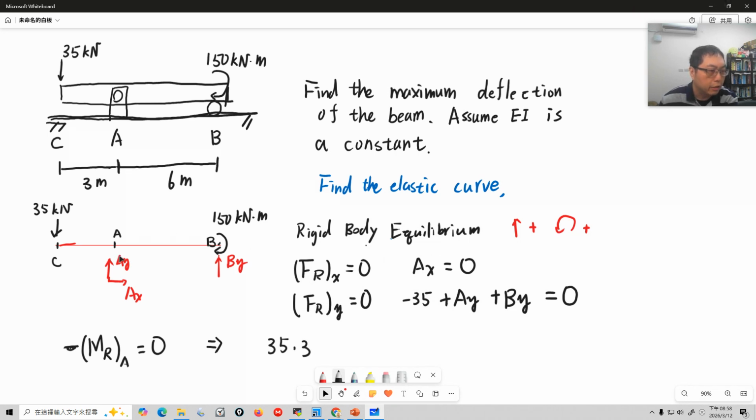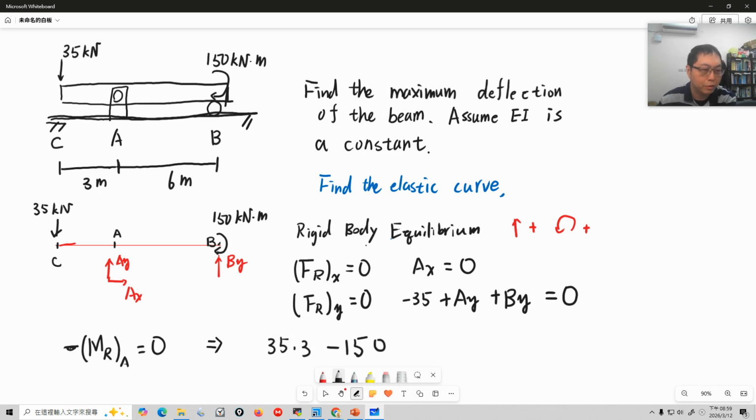Because the force at A is at the origin, at the reference point, it won't create any moment, so we can just ignore it. That's why I select position A as the reference point. Then there is the concentrated moment at position B, and it's clockwise, and clockwise is negative.